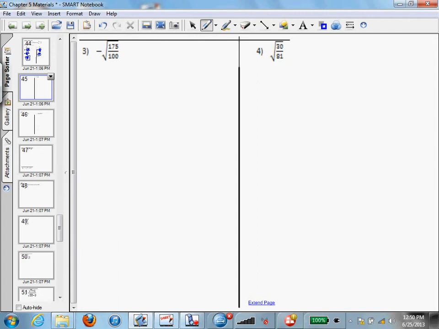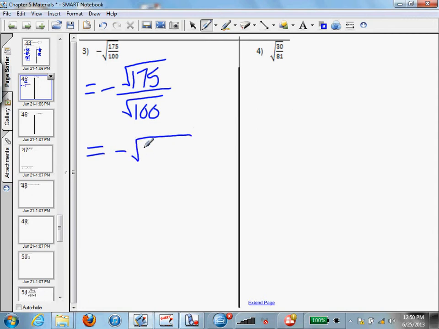Looking at number 3, we have a negative out in front, so that will not disturb us with having to work with imaginary numbers. So let's break this down into leaving our negative out in front and then breaking our fraction into radical 175 over the radical of 100. 175 is not a perfect square, so we're going to have to break it down into perfect squares. 25 times 7 yields 175. And on the bottom we know that the square root of 100 is 10.